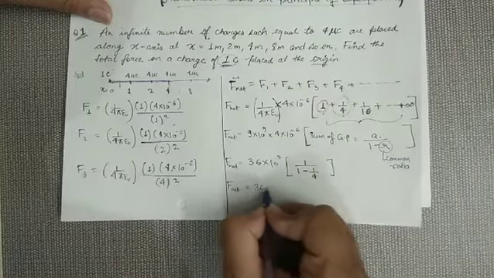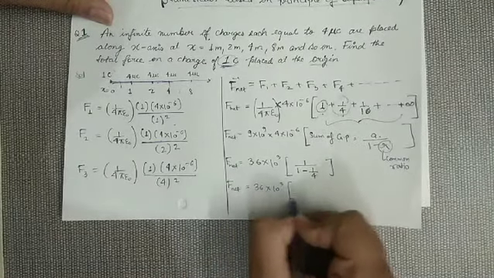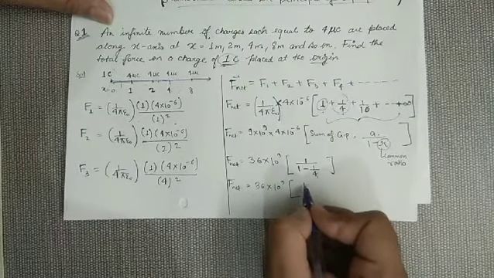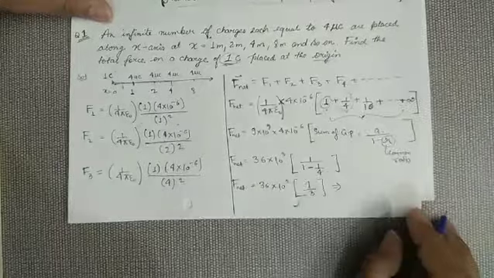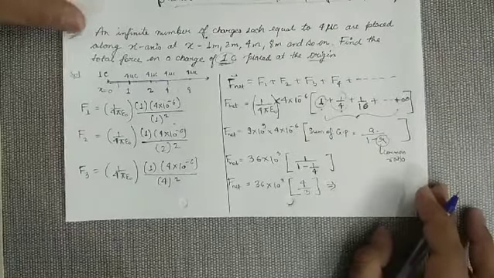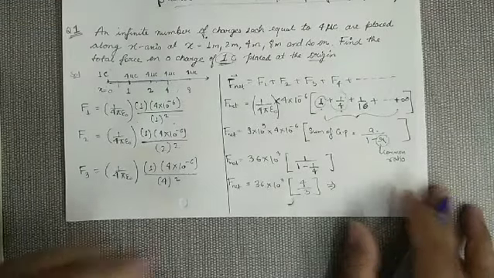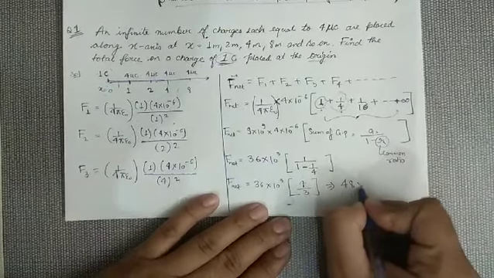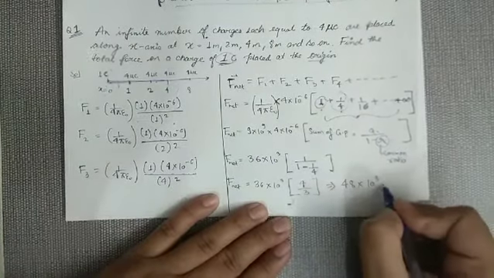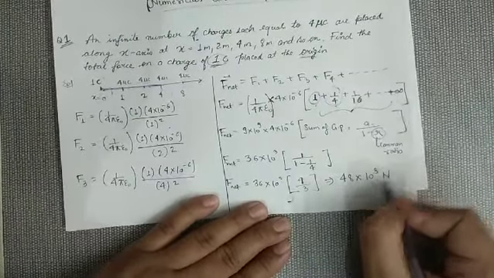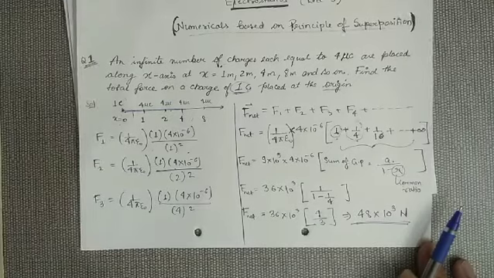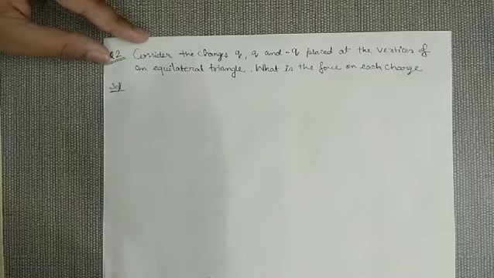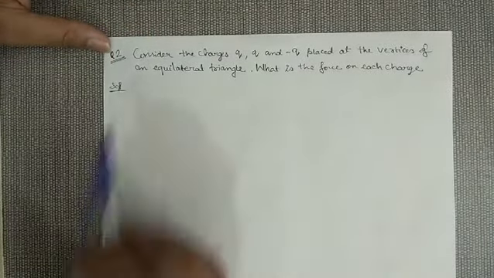So on solving this further, it will become 4 divided by 3, so you will get your value something about 48 into 10 to the power 3 Newton. So this is your net force acting on this charge at origin. Let's move to our next question.